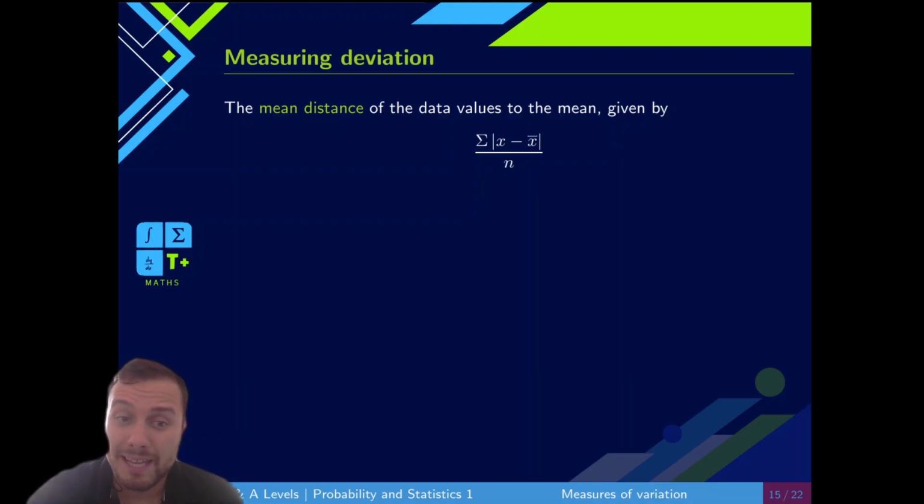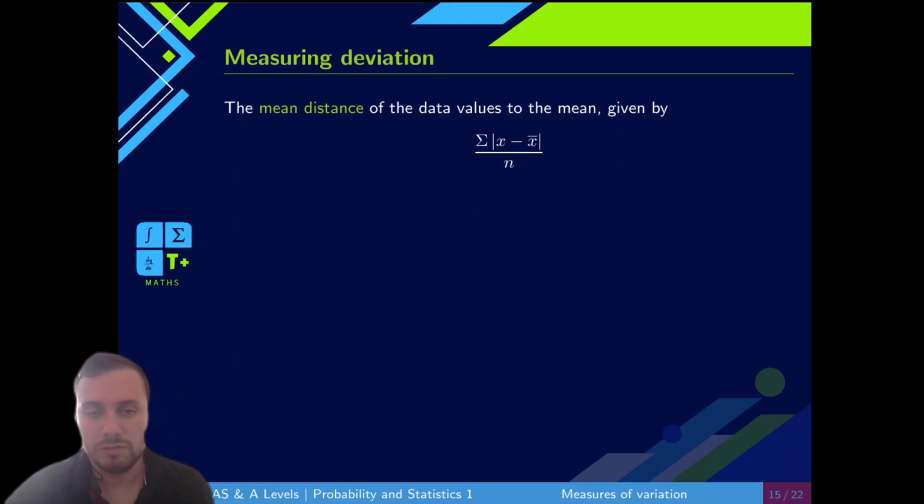So let's begin. The first thing we need to consider when we're working with mathematics is that variation is usually measured positively. It doesn't matter if it's greater than or less than another. We're going to consider it in absolute value. So the first way that we can measure deviation is by the mean distance.